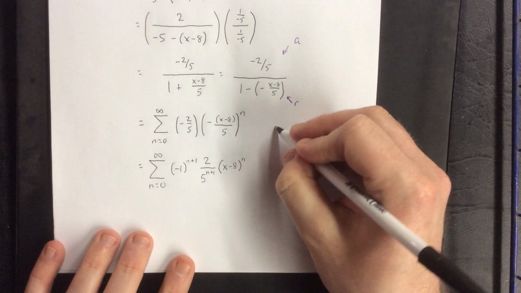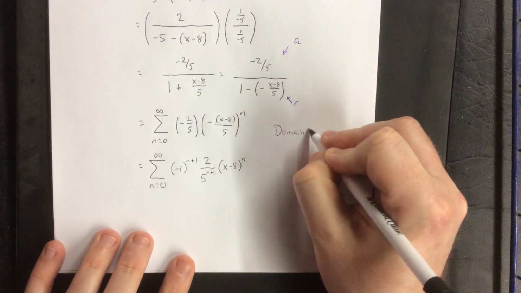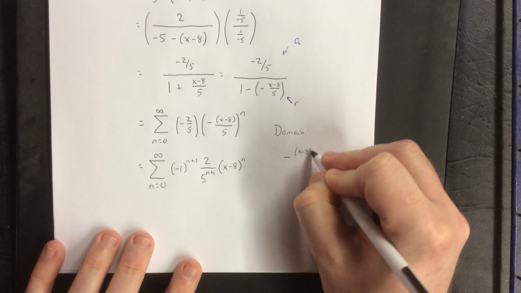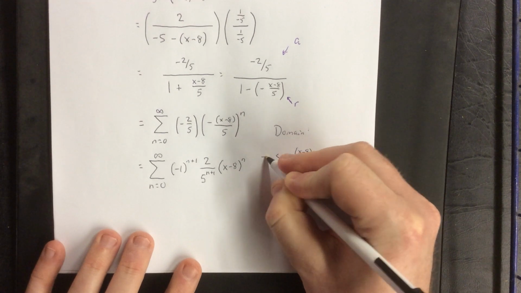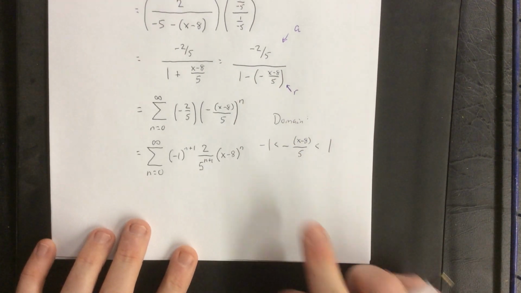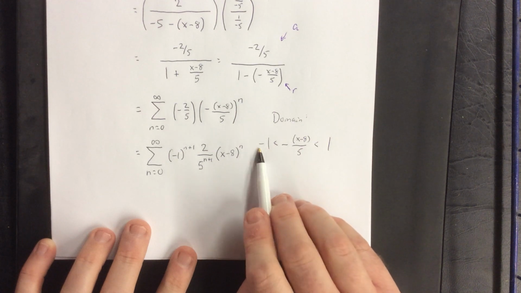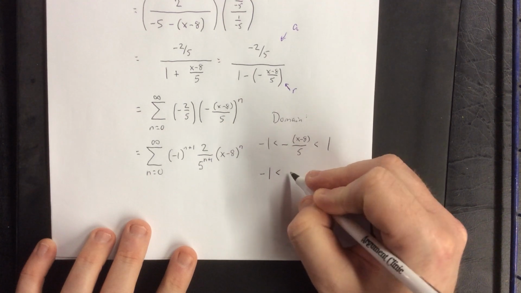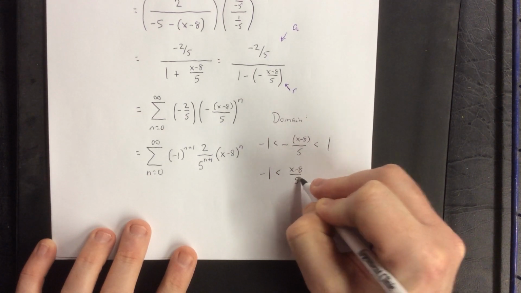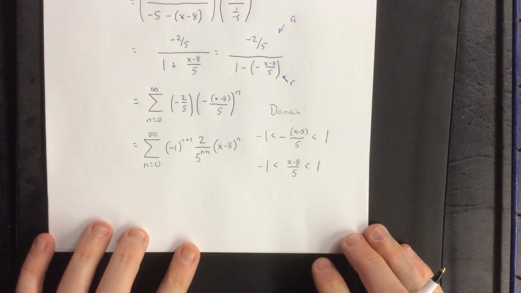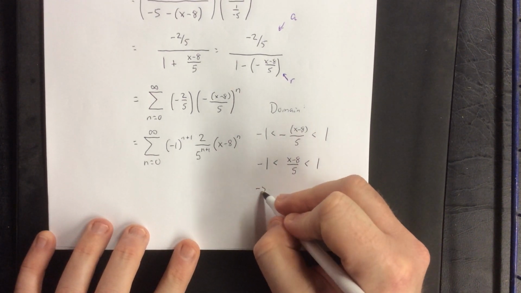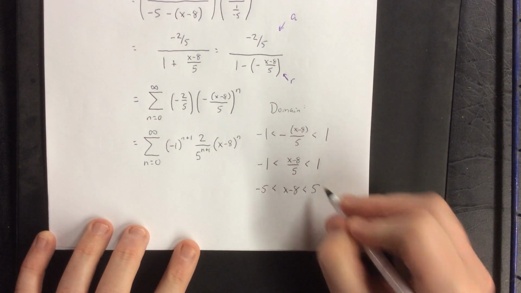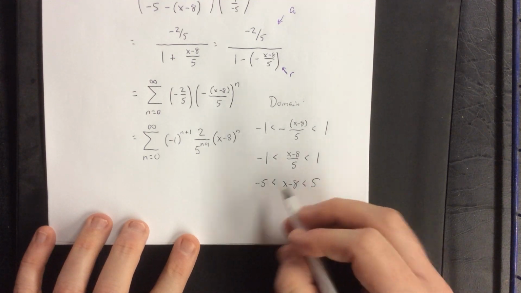Now, if we were looking for a domain for this, domain is going to be the same as whatever the interval of convergence is. So that negative x minus 8 over 5 would have to be in between negative 1 and positive 1. Multiplying through by negative 1, we'll change this to a positive 1 and reverse the sign, change this to a negative 1 and reverse the sign, and we would be left with exactly the same thing as what we had before. Multiplying through by 5 will give us negative 5 is less than x minus 8, which is less than 5. And then add 8 through.